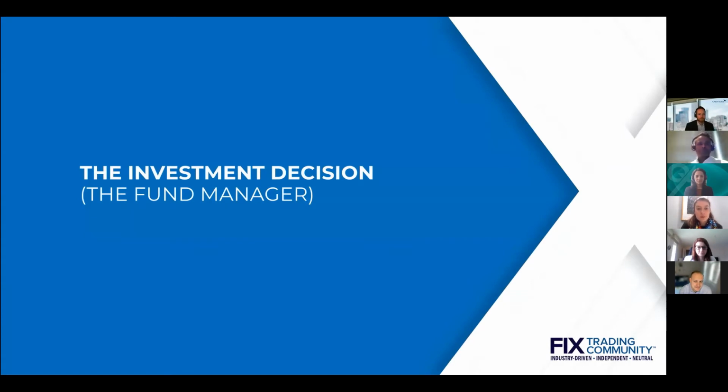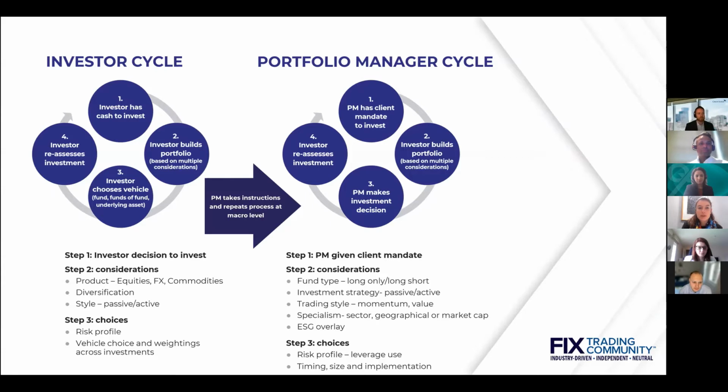Hi, everybody. My name is Rachel, and I'm going to introduce the first step in the diagram, which is the buy side cycle. Here on this slide, you can see that there are two cycles, and the first is the investor. So this is where we start. An investor has a decision to invest, and then they have to consider how to build their portfolio. This portfolio building will be based on multiple considerations. For example, what kind of product do they want to invest in? How diversified will the portfolio be? What kind of trading style do they have? And then, of course, on top of that, they have to consider the risk profile that they're willing to take and how they might choose to invest in terms of the vehicle choice and weightings across the investments. And then they pass this on to the portfolio manager.